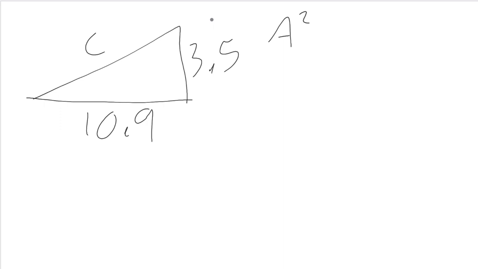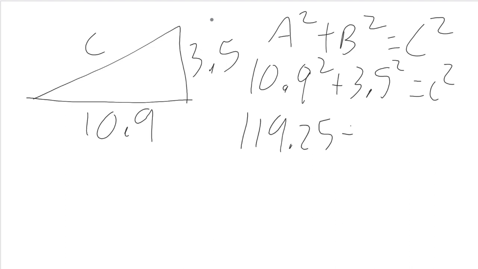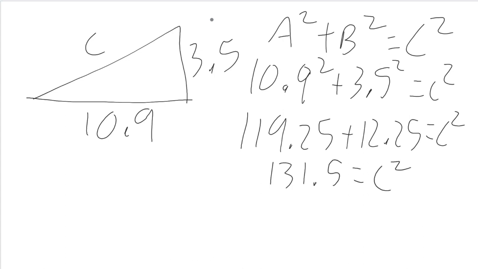So it's a squared plus b squared is equal to c squared. So I then have 10.9 squared plus 3.5 squared is equal to c squared. 10.9 squared was 119.25. 3.5 squared gets me 12.25. And we don't know what c is yet. We add these together and we get 131.5 is equal to c squared. Square root both sides and we get 11.5 is equal to c.